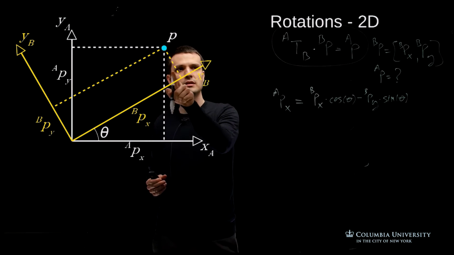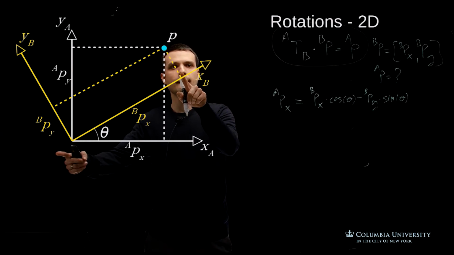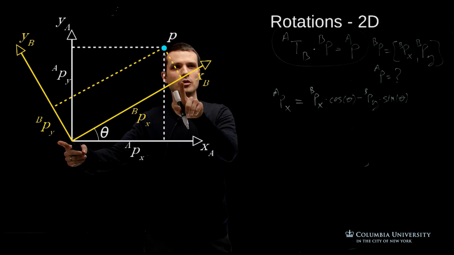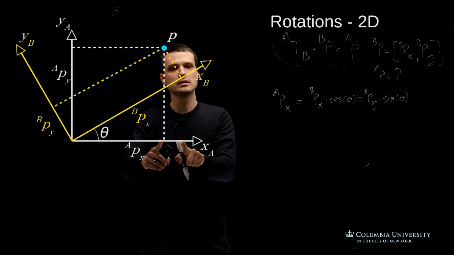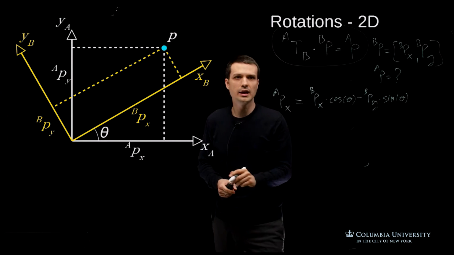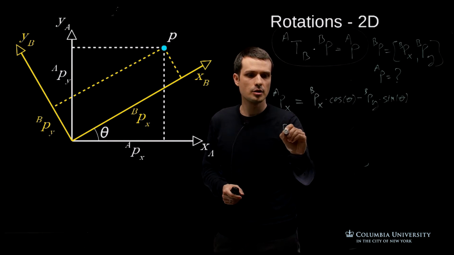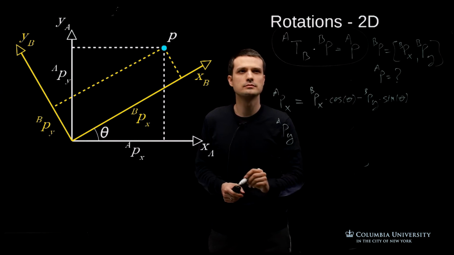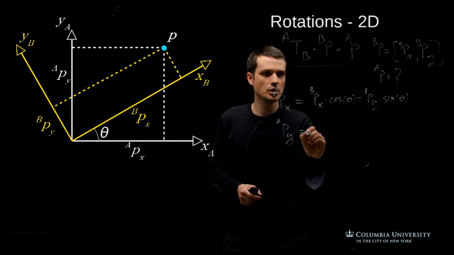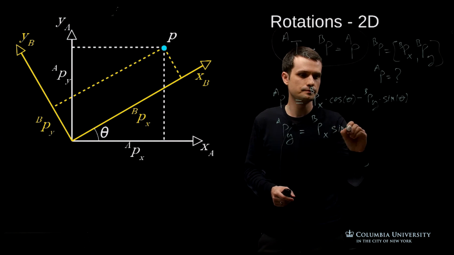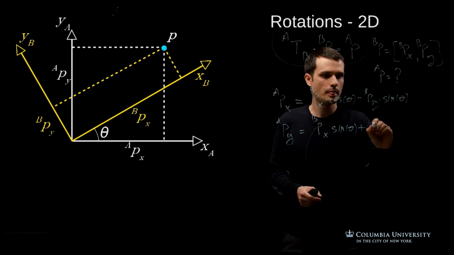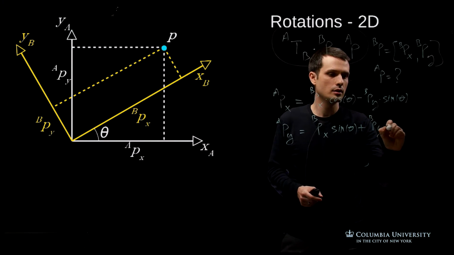So we take this bit up to here, right? And we project it down onto x. So that's PBX cosine theta. But then we have to subtract this part, which is PBY sine theta. So that gives us PAX. Similarly, PAY is going to be PBX sine theta plus PBY cosine theta.